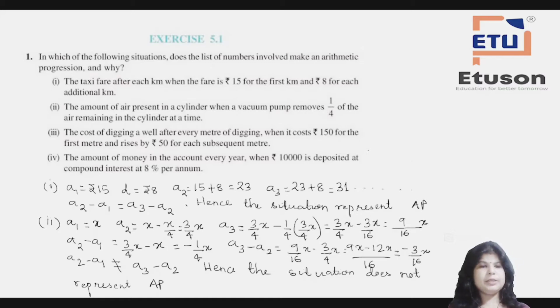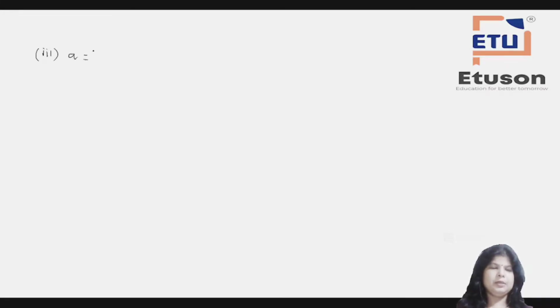The cost of digging a well, when it costs rupees 150 for the first meter and rises by rupees 50 for each subsequent meter. Right? So here there is already a first term and the subsequent increase has been given. Okay? So let us see how it is. Initially what you are paying for digging is rupees 150 for the first meter. Each subsequent meter you are paying 50 rupees more, right?